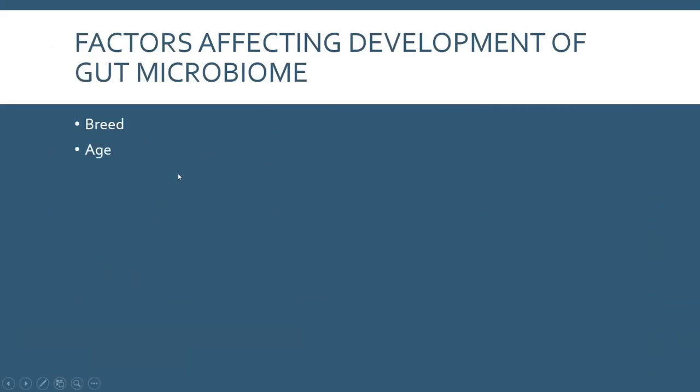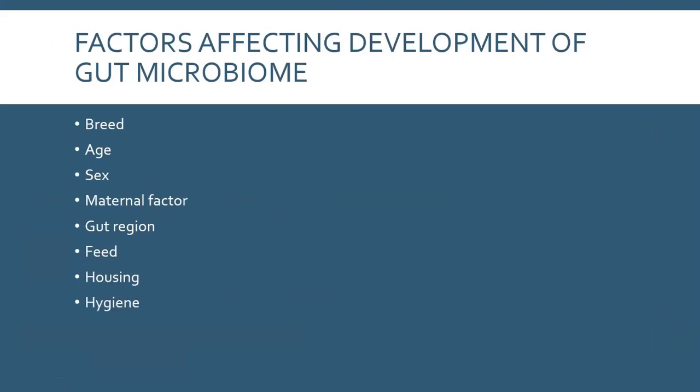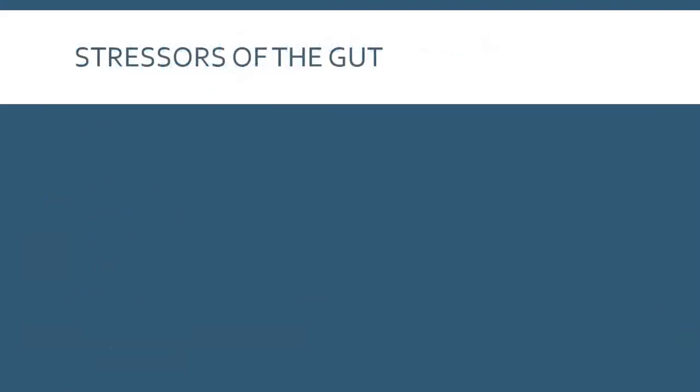The breed of the animal, the age, sex, maternal factor, the region in the gut, the feed and its components, of course. It is affected by housing, hygiene, health program, and of course by the environment. And if we look at these factors which stress the gut, as much as we would like the gut to be more resilient and to have a good balance of microflora, we cannot avoid some factors, particularly these environmental factors.